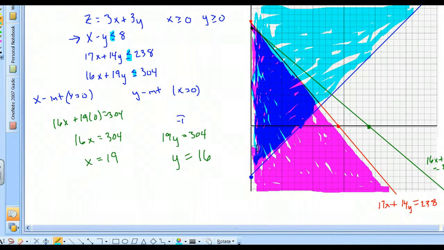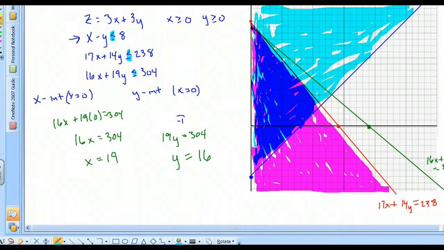Anything that's in one but not the other, like for instance 10, 0, satisfies this one. 10 times 17 is 170 plus 0 is less than 238, but 10 minus 0 is 10, and 10 is not less than 8, so it's not shaded in both regions. So what we're doing is creating a region that's going to satisfy all of these.